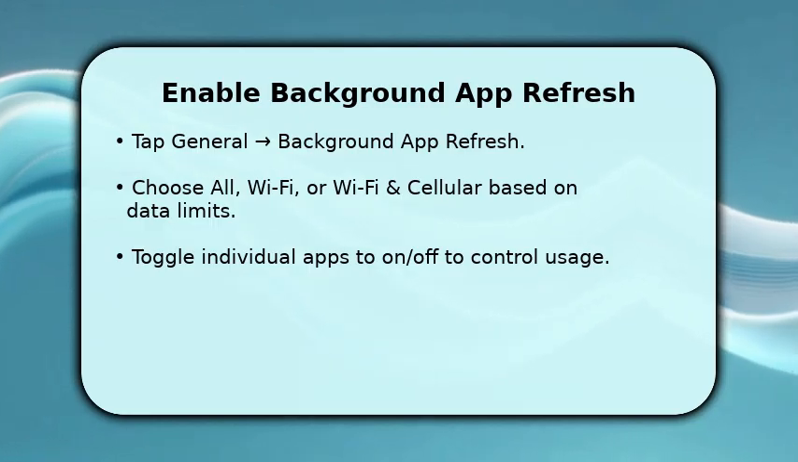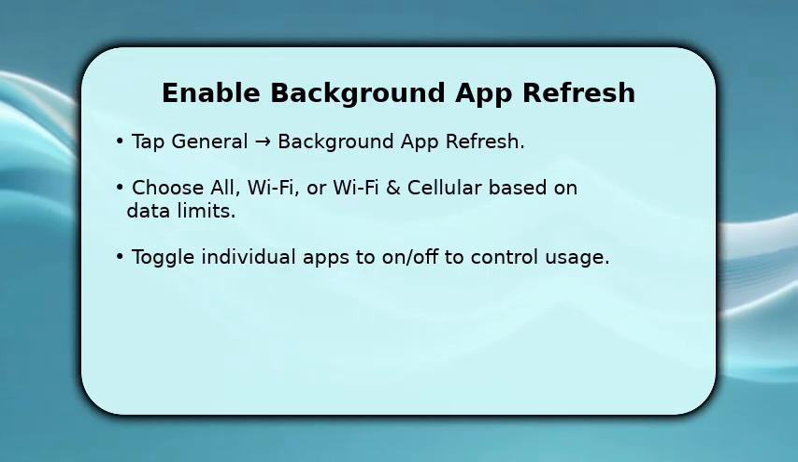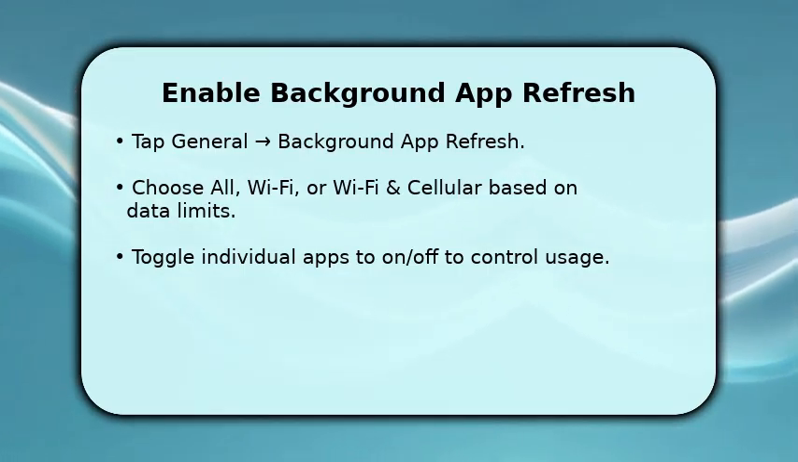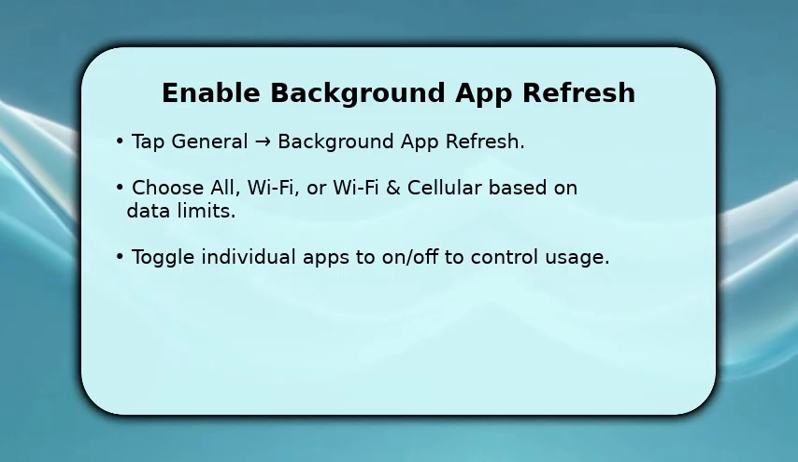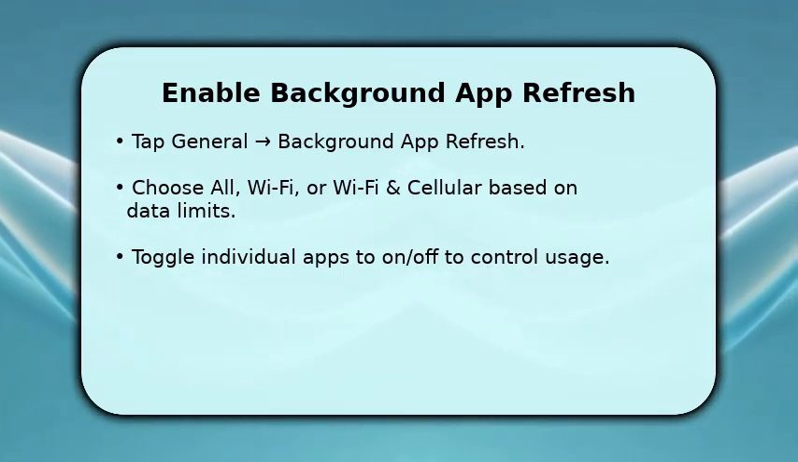After that, scroll the app list and toggle each app you want updated in the background. Turn off apps that drain battery or data. You're controlling both when updates occur and which apps can run, so balance usefulness against battery and data costs.